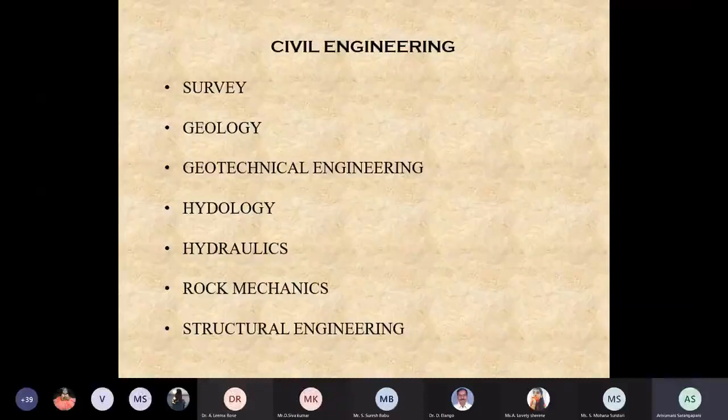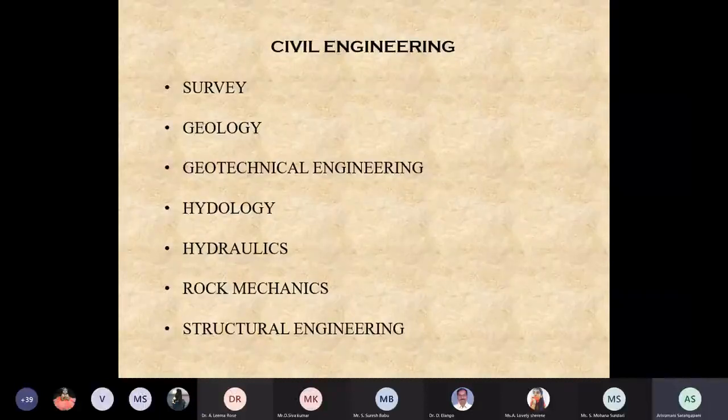Then after that we will go for rock mechanics. Most of the time we will do underground works, tunneling and underground powerhouses and everything. So rock supporting pieces and this kind of thing will be covered under rock mechanics. And obviously structural engineering also we will cover. So all other stuff comes under structural engineering.